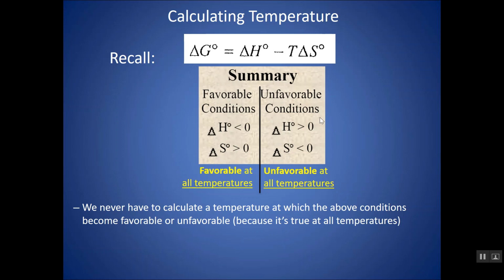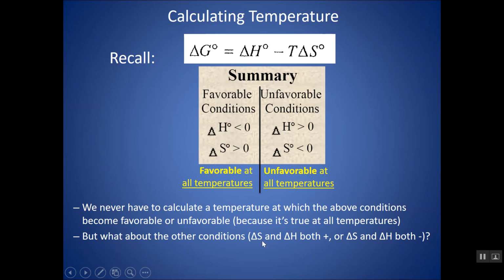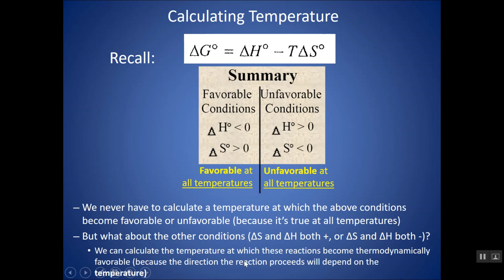Okay, and same with the opposite. If delta H is positive and delta S is negative, there's no need to calculate a temperature that it becomes unfavorable because it will always be unfavorable no matter what the temperature is. So we never have to calculate a temperature for these conditions because it's true at all temperatures. However, where delta S and delta H are both positive or both negative, we can calculate the temperature at which these reactions become thermodynamically favorable, because the direction the reaction proceeds will depend on the temperature. As we said, some are only favorable at low temperatures, like the negatives, and some are favorable at high temperatures. But what temperature is that?